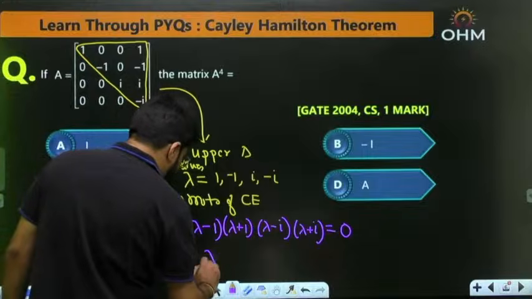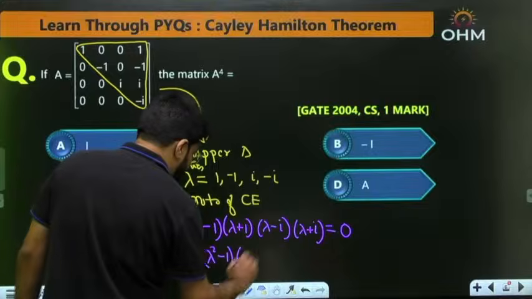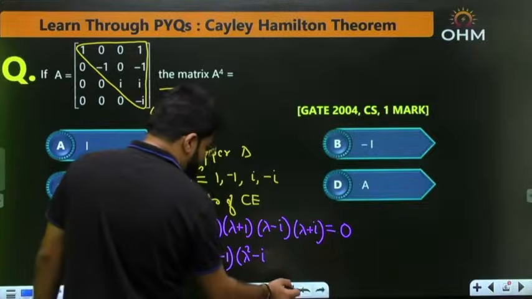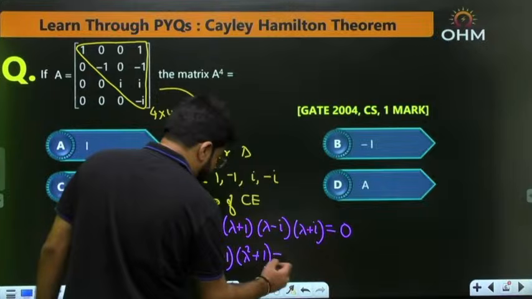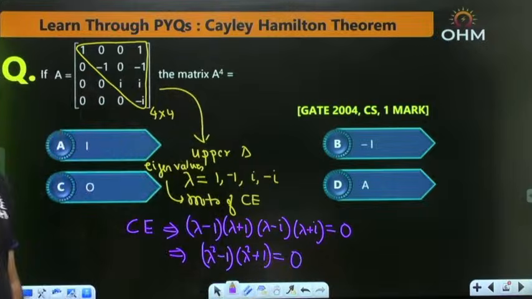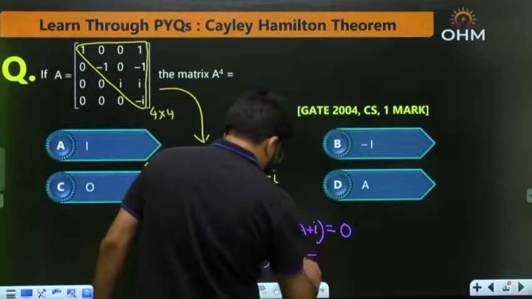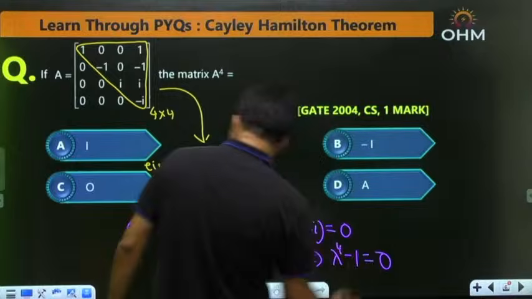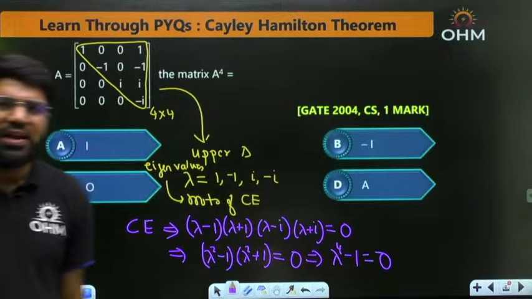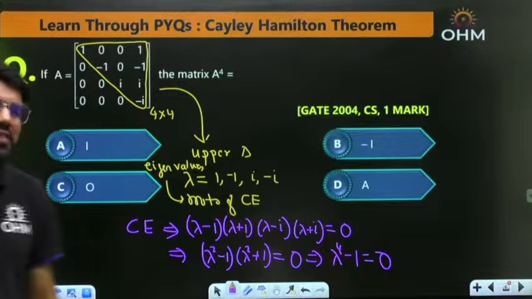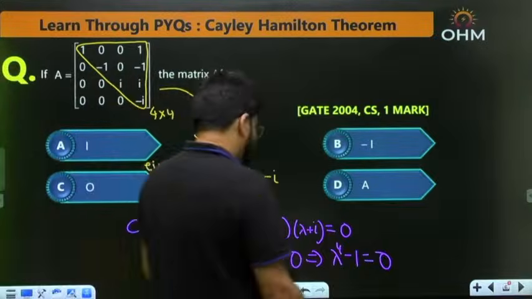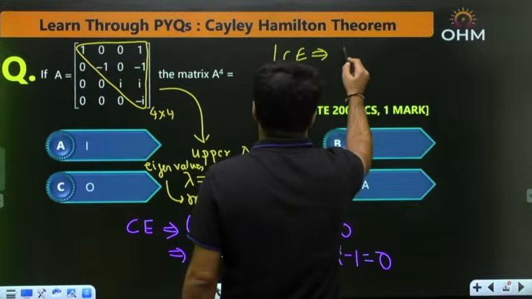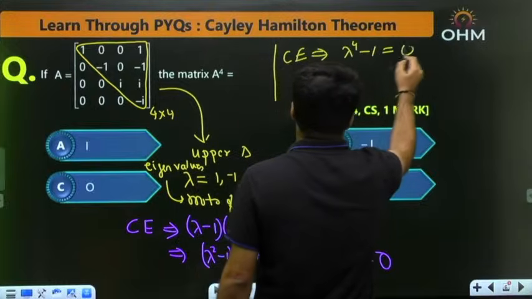That means lambda minus 1, lambda plus 1 gives lambda square minus 1. Next, lambda square minus i square. But i square is minus 1, so I will write it as lambda square plus 1. So finally, what is the characteristic equation? Again, a minus b, a plus b, so lambda power 4 minus 1 equal to 0. This is a reverse way of getting the characteristic equation from the knowledge of the eigenvalues. So the characteristic equation is lambda power 4 minus 1 equal to 0.